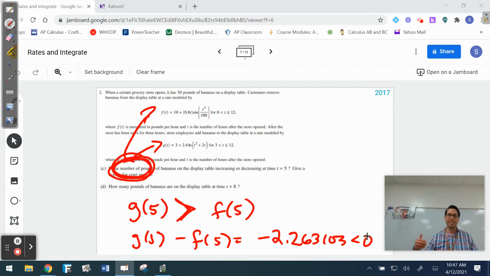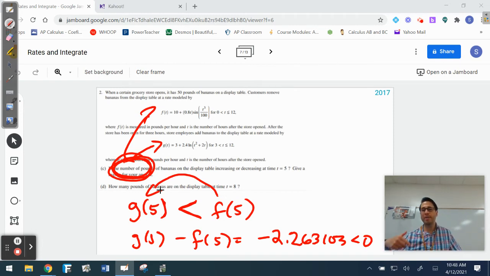Why is it decreasing at that time? Ooh, I think I made a little bit of a boo-boo. When I do these, guys, and if I were to get negative, that means the amount that you're removing is greater than the amount that you are adding. So that is why the number of pounds of bananas is decreasing, and you have to make sure you say at time t=5. All right, now that was worth 2 points.